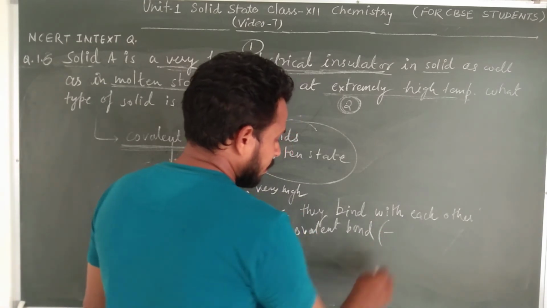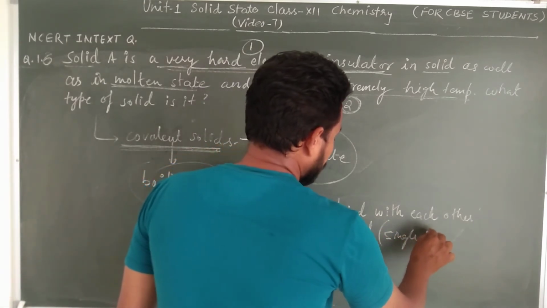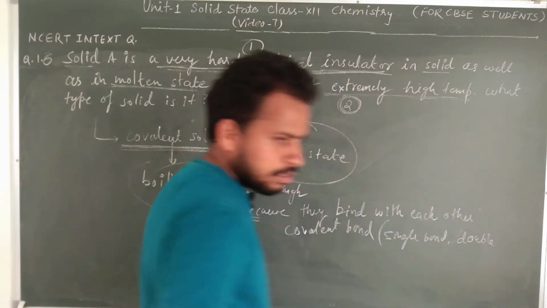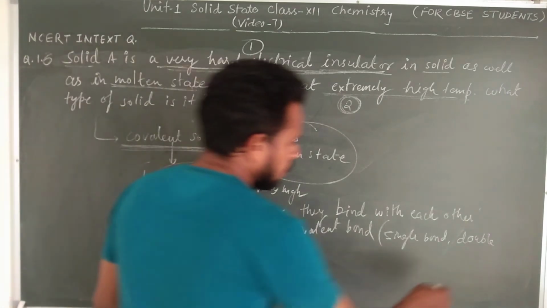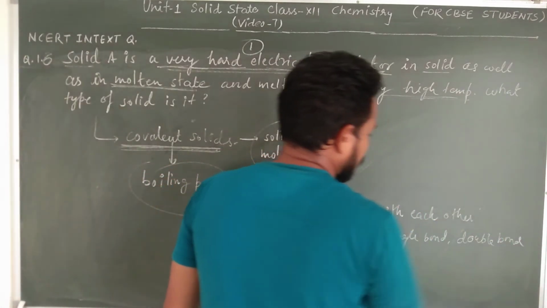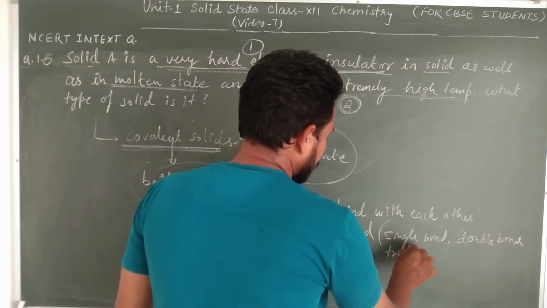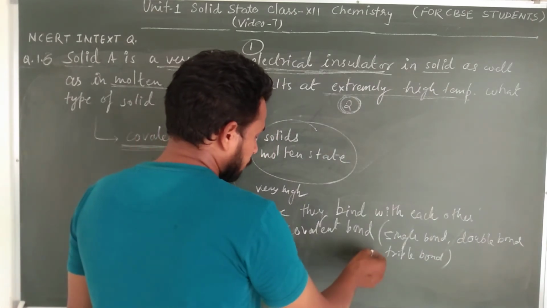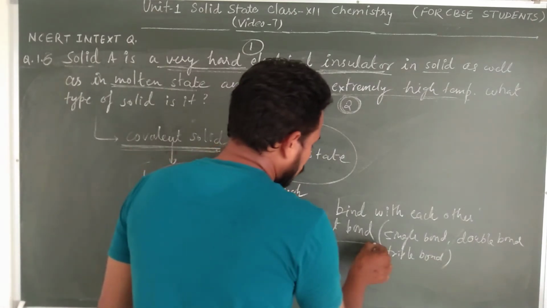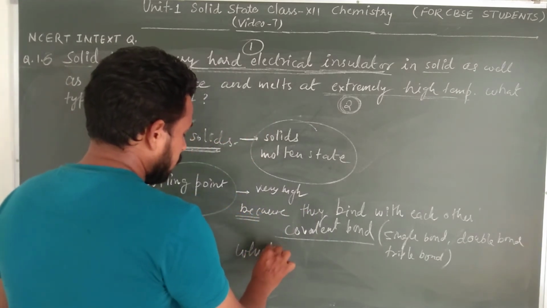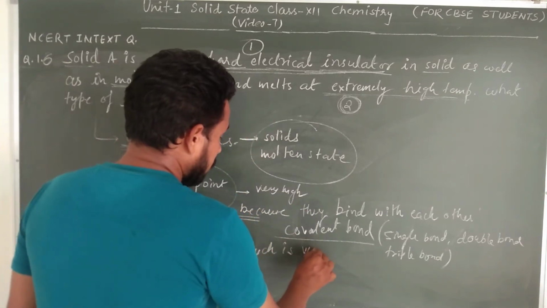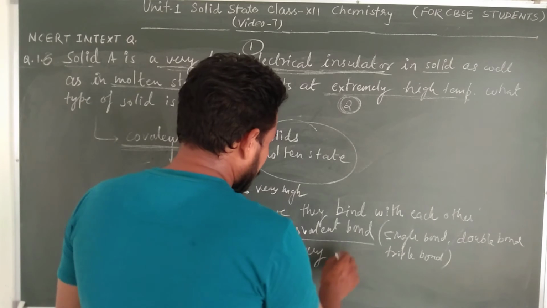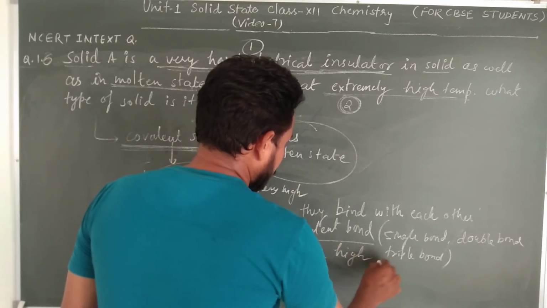In covalent bond, a single bond will also come, a double bond can also come, sharing electrons: single bond, double bond, also triple bond. Each other covalent bond, which is of very high strength.